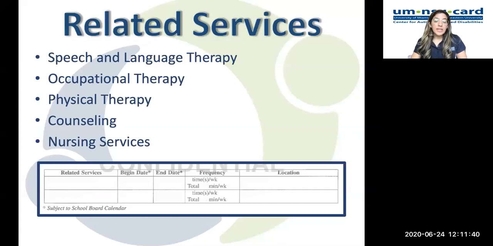In terms of related services, these are services that are developmental, corrective, and supportive for your child to benefit from special education. And they most commonly include speech and/or language therapy, occupational therapy, physical therapy, counseling, and nursing services. Nursing services, for example, are used for individuals with feeding tubes or other medical needs. These related services can also include things such as audiology services, interpreting services, and parent or teacher training.